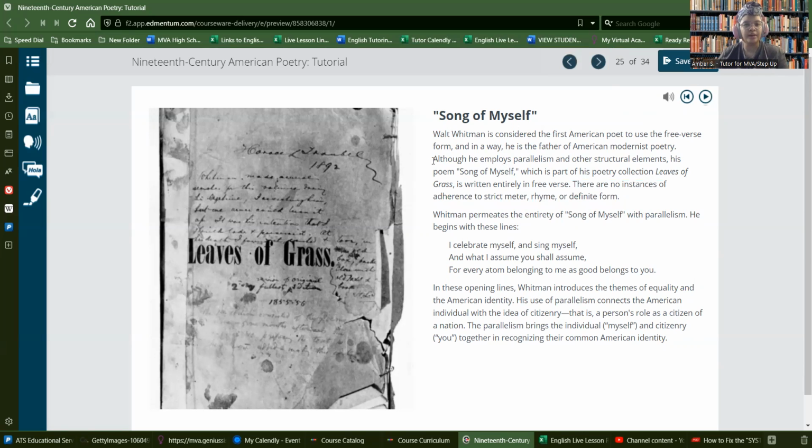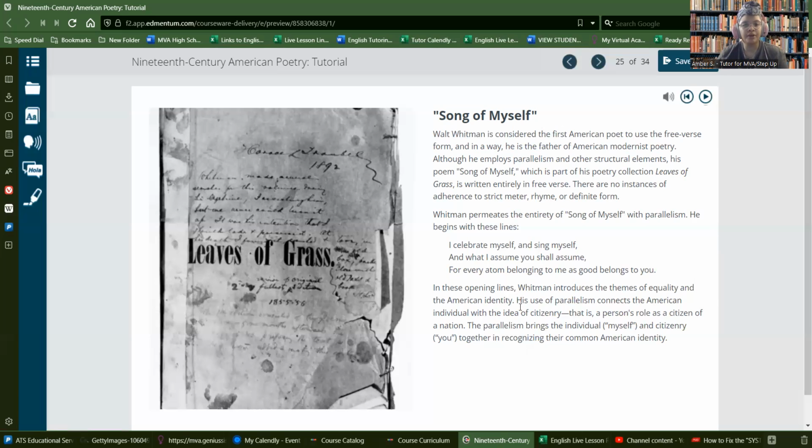poem. But it does say that he employs parallelism and other structural elements. So we're going to get into that down here. So he permeates, that means he distributes throughout, so in different places throughout this poem, the entirety of the poem with parallelism. So parallelism is pretty much when you write different lines with the ideas or structure that repeats in different places throughout the poem.